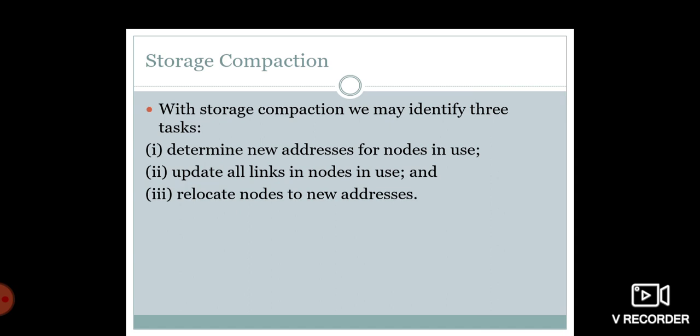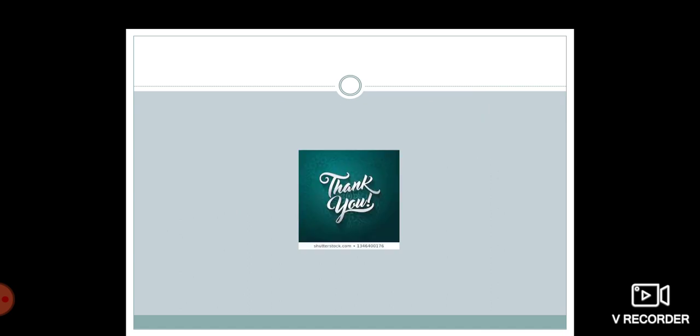These are the three steps. One, you have to determine the new addresses for the nodes which are in use, so that you can go for relocation later. First you find out the free addresses, and then you update all the links, so that they are linked with each other. And then once everything is done, you reallocate the nodes to the new addresses which you have found out. These are the three steps for storage compaction. Hope you understood what storage compaction is. Thank you.